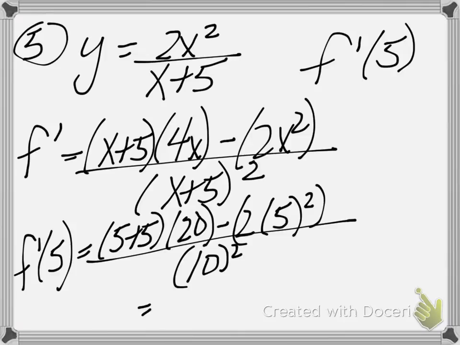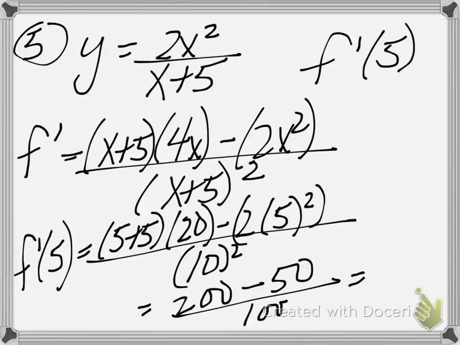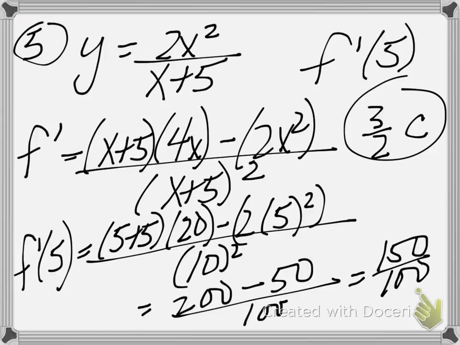Okay, so you get 5 plus 5 is 10. 10 times 20 is 200. 5 squared is 25. 25 times 2 is 50. 10 squared is 100. So you're going to get 150 over 100, and that simplifies to 3 over 2, which is choice C. Okay, and just a clarification, when you have to do something like f prime of 5, you never put the 5 in first and then take the derivative, because then you're just going to get 0. You always find the derivative first, and then you substitute the value given.